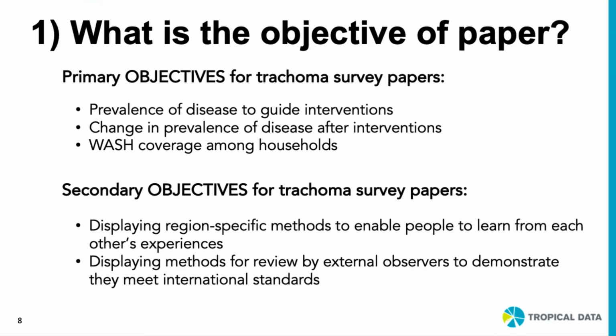For example, in trachoma prevalence survey papers, the primary purpose of doing the surveys might be to generate reliable estimates of prevalence of disease to guide interventions, change in prevalence of disease after interventions, or WASH coverage among households. Secondary objectives may include displaying methods for review by external observers to demonstrate they meet international standards, and displaying country-specific methods to enable people to learn from each other's experiences.